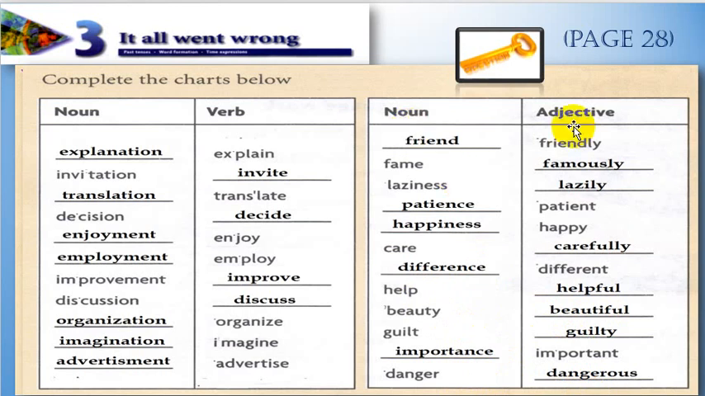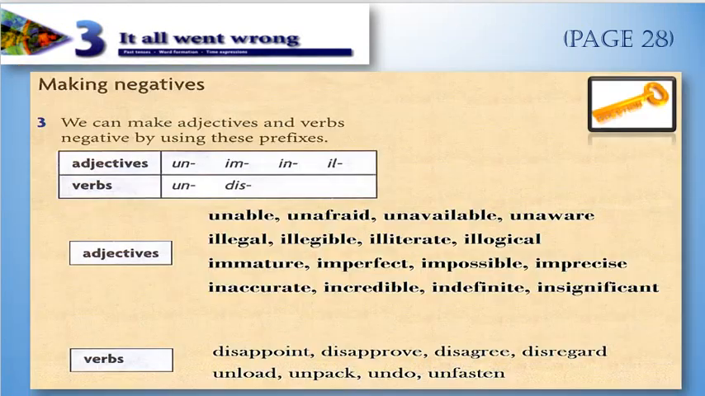Try to distinguish between the noun, the adjective and the verb. A question like this may come in the exam, God willing. Now, we come to another key exercise on page 28. How to make negatives. We can make adjectives and verbs negative, meaning the opposite, by using these prefixes. Prefixes are the additions at the beginning. For adjectives, the prefixes are un, im, in, or il. While for the verbs we add un or dis.